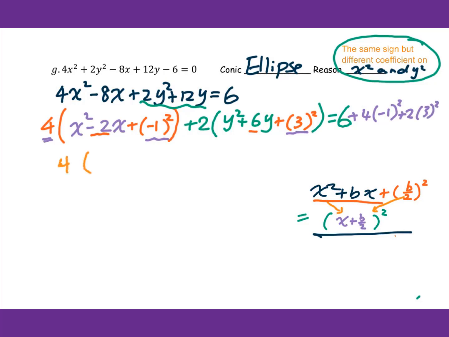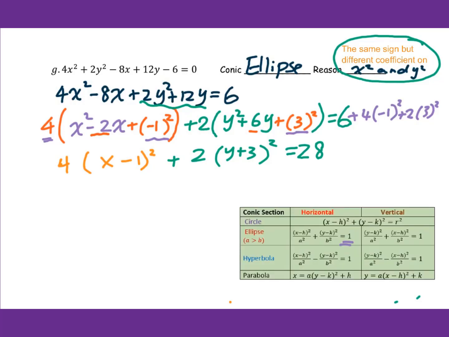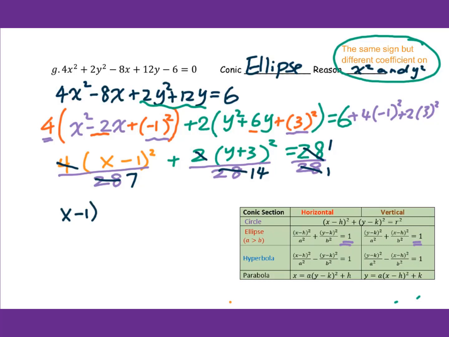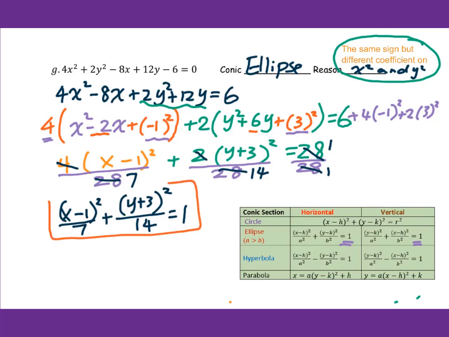Then we will get the completing square. Got x minus 1 squared, then plus 2 times y plus 3 squared equals 28. Since for an ellipse, you have to make sure the right side equals 1, therefore I divided by 28 for every single term. Then I reduce. You will get 7, here's 14, and this will be 1. x minus 1 squared over 7 plus y plus 3 squared over 14 equals 1. This will be the standard form.